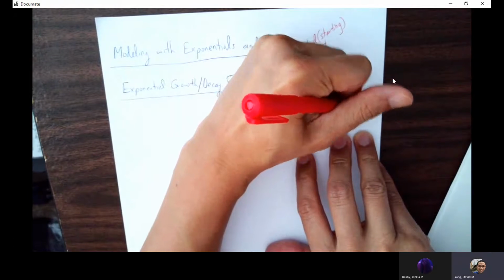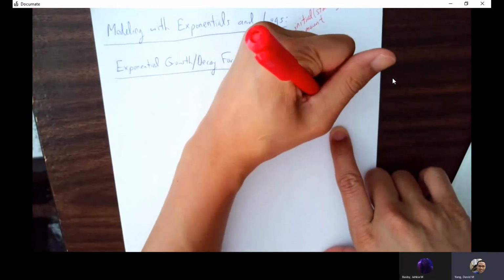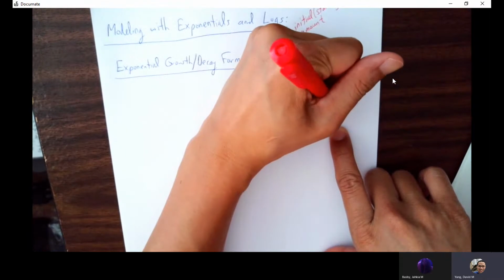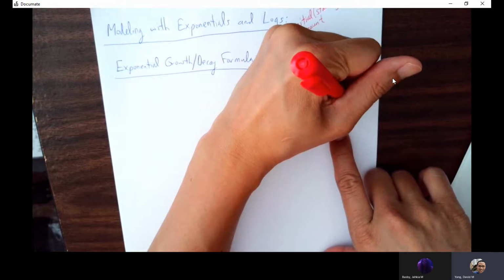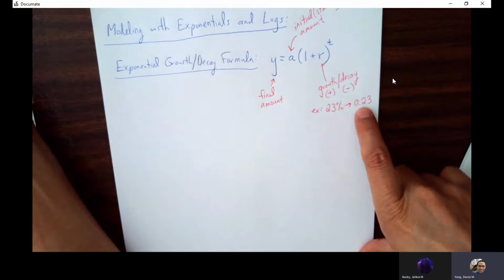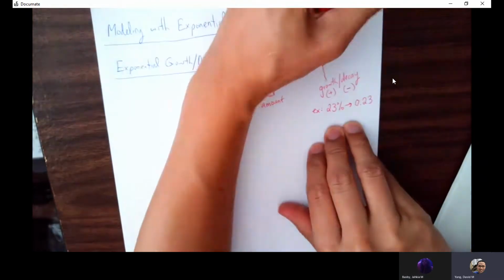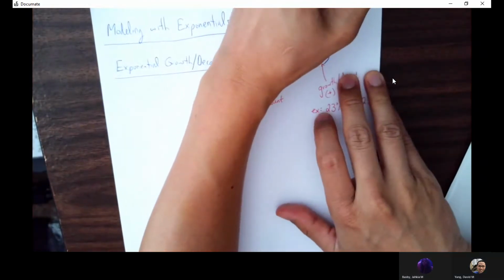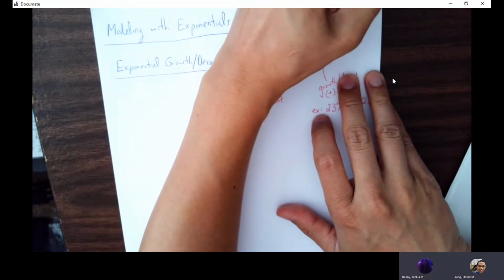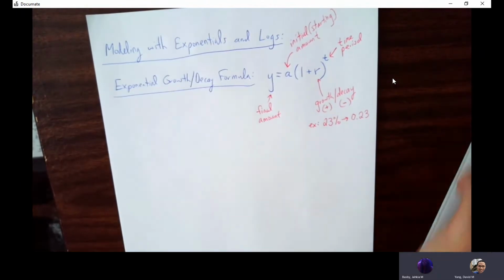If it says growth, then we're going to be adding. If it's decay, we're going to be subtracting. So growth is adding the rate, decay is subtracting. And they're always going to give you a percentage. So for example, if it was 23% growth, then you have to convert it to 0.23 for r. You move the decimal place to the left. And then t is the time period. It just depends on what the problem tells you. It could be hours, minutes, weeks, or years.